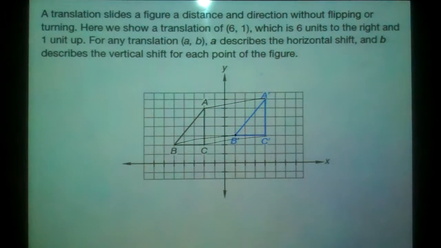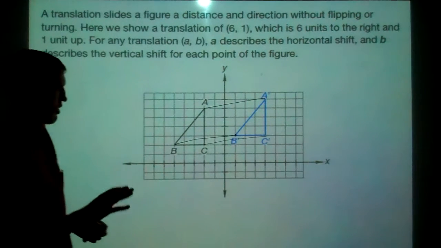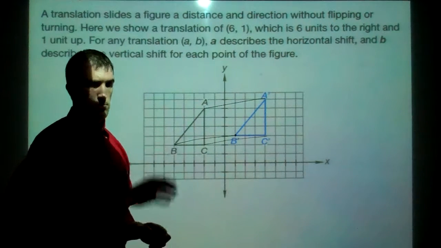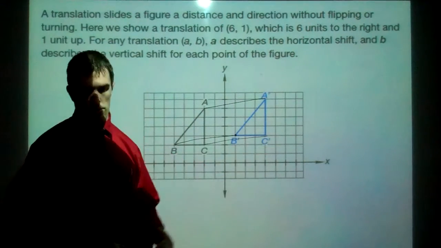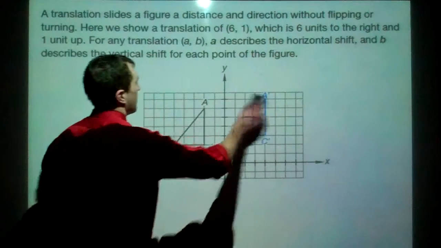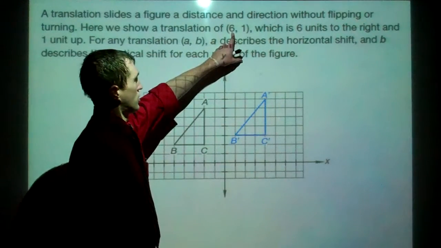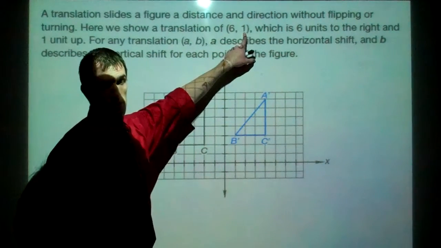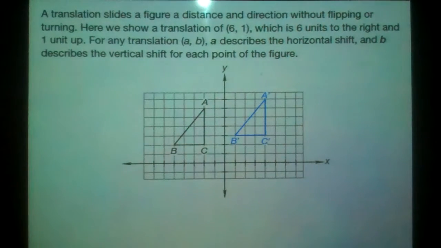Alright, so I didn't draw those lines very straight, but they would all be parallel because they're all the same slope basically. Over 6, up 1. Over 6, up 1 for each point. So this describes the horizontal shift. This describes the vertical shift. Translation just slides the shape.